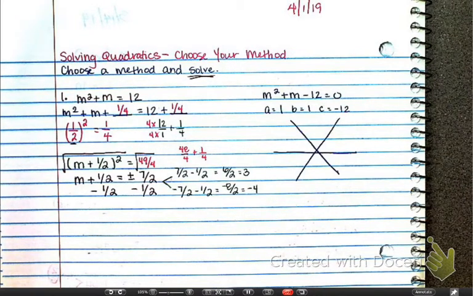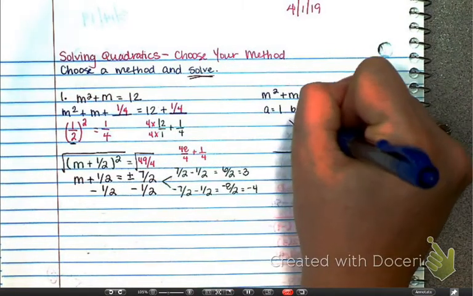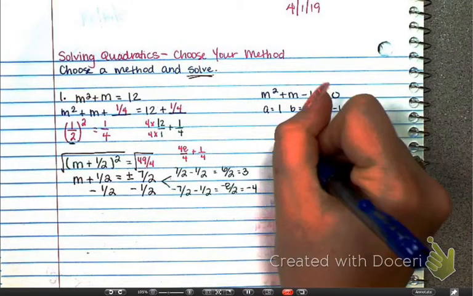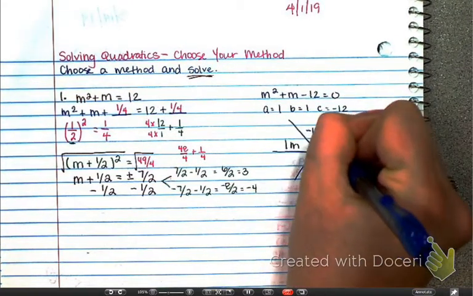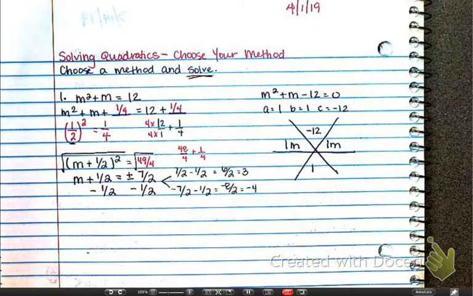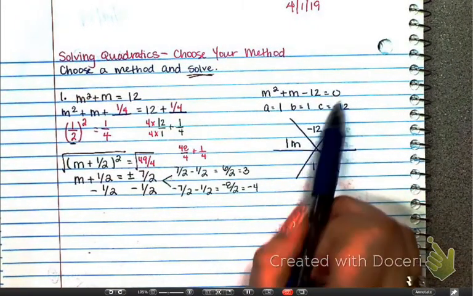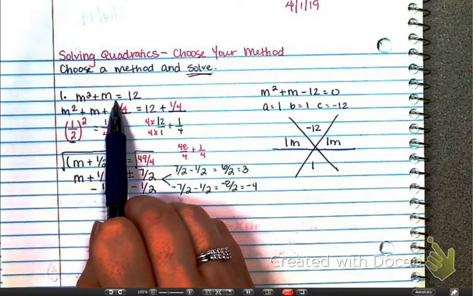So on top is A times C. Again, you should be writing this down. On bottom is B. And then I have a 1m and a 1m. I'm looking for two numbers. Yes, Lauren. How'd you get negative 12? I subtracted 12 from both sides.